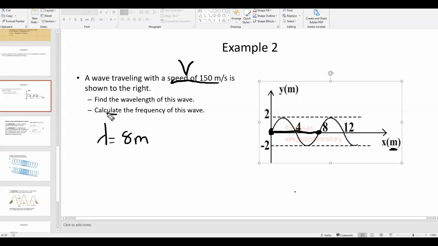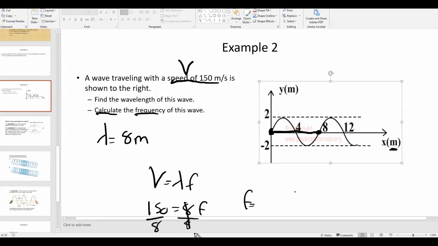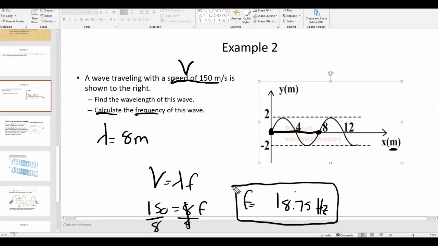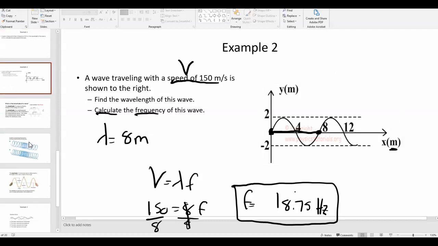The next question says calculate the frequency. So now I use the wave equation. V equals lambda times F. I plug in 150 equals 8 times F. I'm multiplying by 8, so I need to divide both sides by 8. I go to my calculator. I do 150 divided by 8, and I get 18.75 hertz. So Hz for hertz, and I'm done. So that is it for example 2. Pause it there if you need to look at that some more.